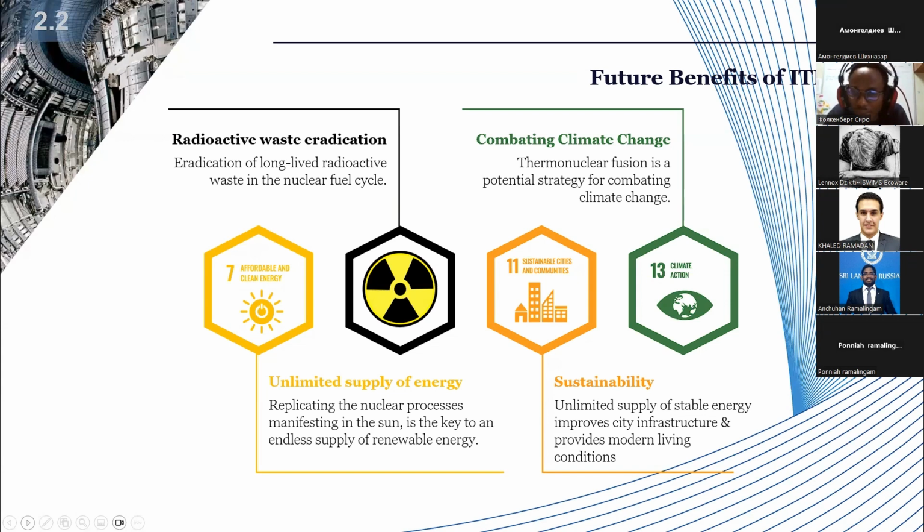So in fusion breeding, rather than relying on external sources of neutrons, we do the breeding within the device itself. So we rely on the stray neutrons that come from the deuterium-tritium reaction again to be absorbed by the lithium blanket, and then we end up with the tritium. So it's really something that happens within the device itself.